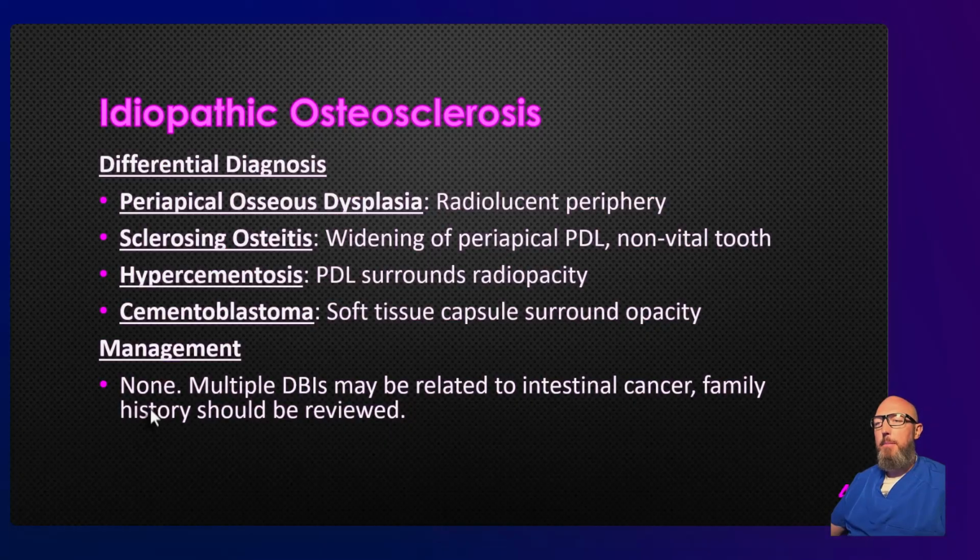I did mention that management for idiopathic osteosclerosis is really none. You just kind of monitor, make sure it's nothing else going on, right? You want to rule out that it's condensing osteitis, usually by a vitality test. But if they do have multiple DBIs, dense bone islands, that may be related to intestinal cancer. We'll talk about that when we get to our multifocal radiopacity lecture. But if there are more than 5 very distinct, somewhat large idiopathic osteosclerosis lesions, then you start thinking about this condition, which is Gardner syndrome, and we'll talk about more.